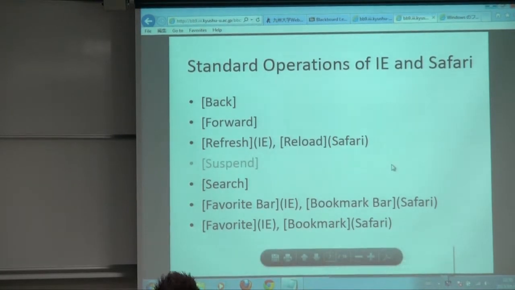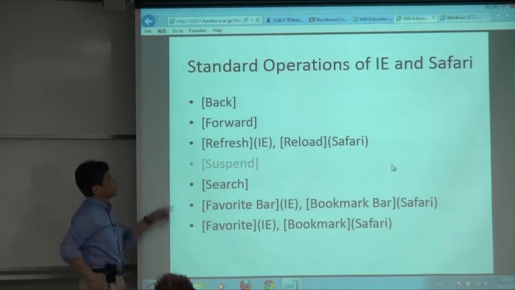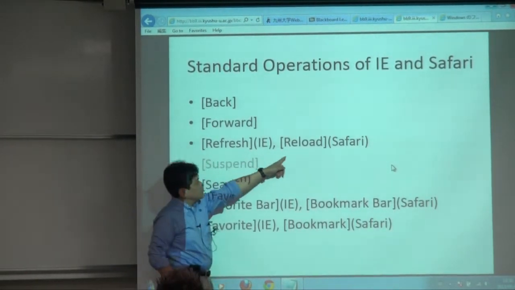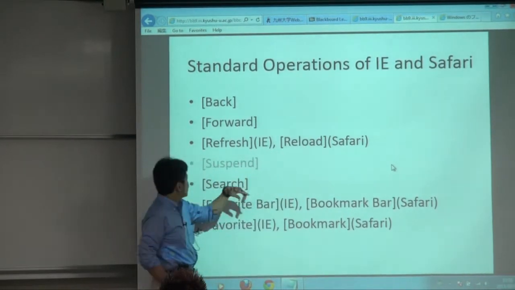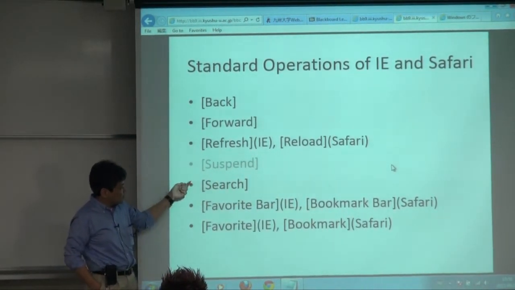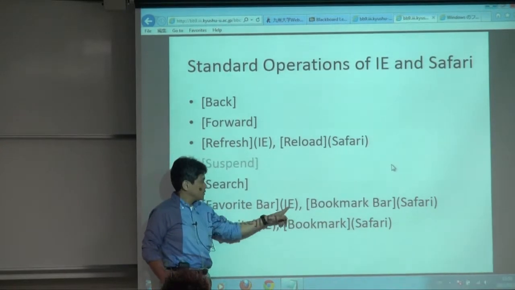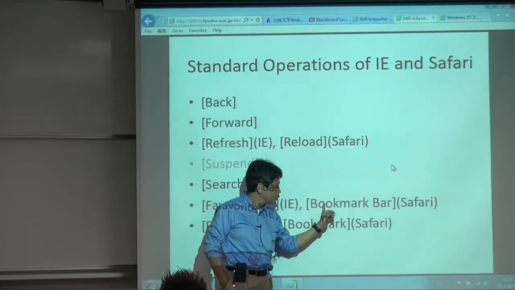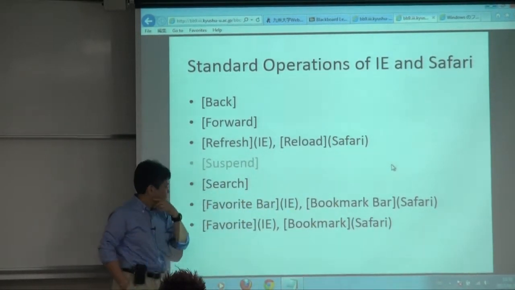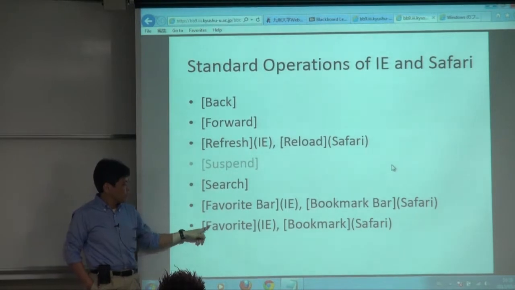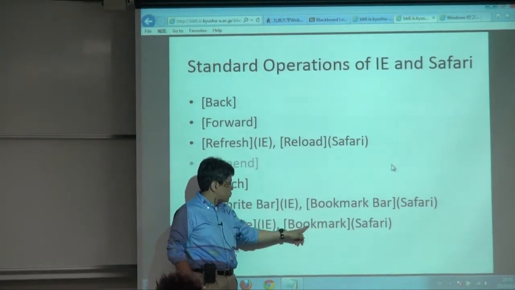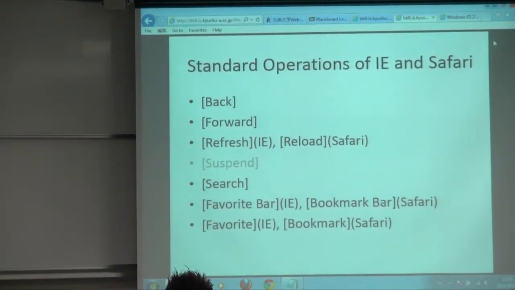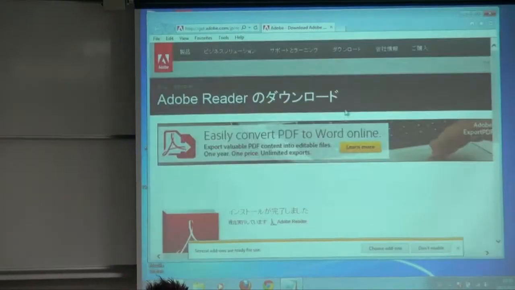So there are standard operations: backward and forward, and refresh, or for Safari, the reload button, and the search button, and the favorite bar for Internet Explorer. This has the same meaning as the bookmark bar of Safari, and also favorite. And this means the same as bookmark. So actually, I show the Internet Explorer browser.